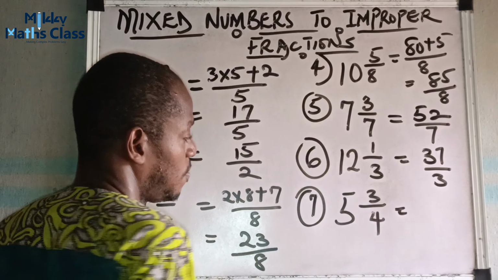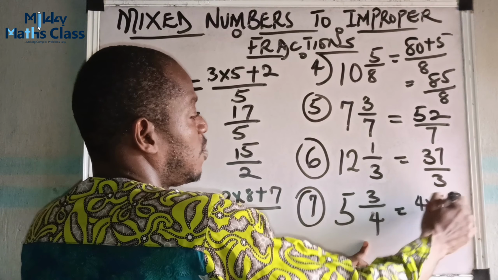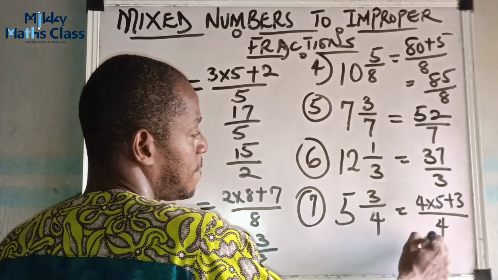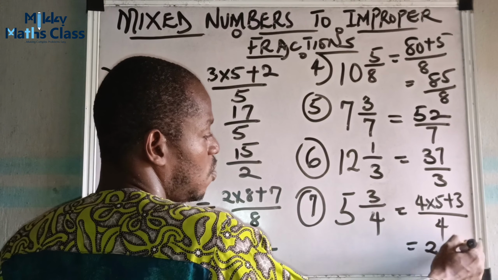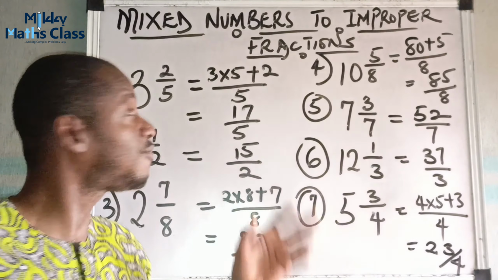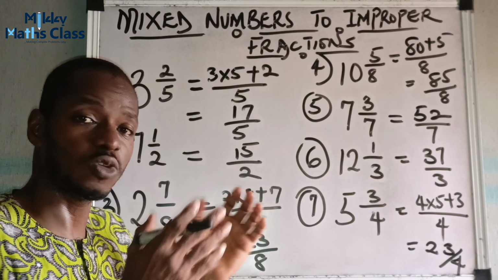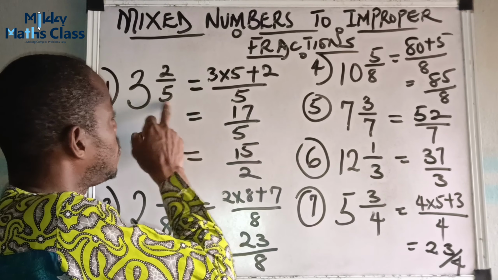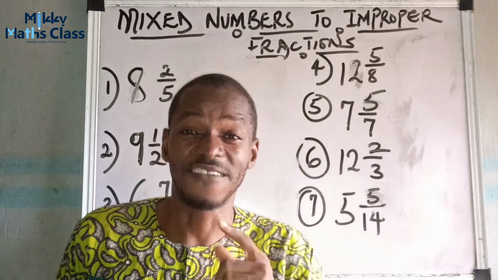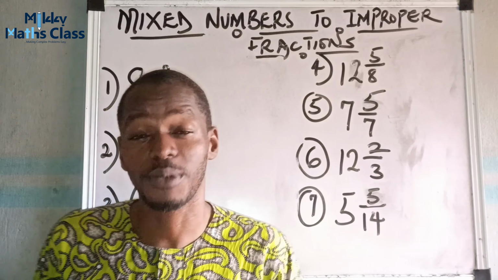And the last one, 4 times 5 plus 3. 4 times 5 is 20 plus 3, 23. That's 23 over 4. So if you are asked to convert a number from a mixed number to an improper fraction, this is what you do. You multiply this, add the numerator, and that's all. Alright, I hope you have learned how to convert a mixed number to an improper fraction.